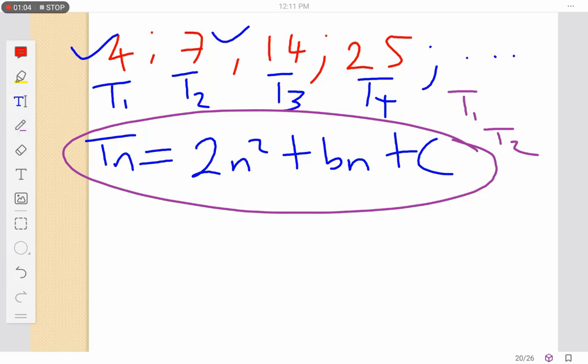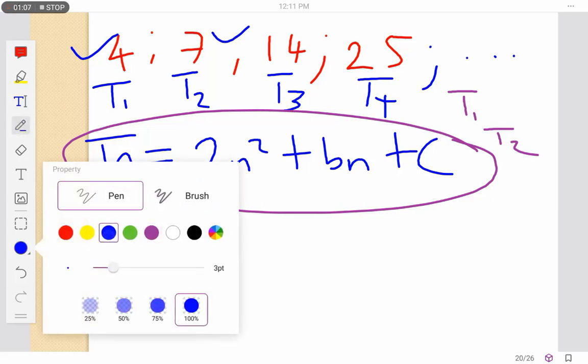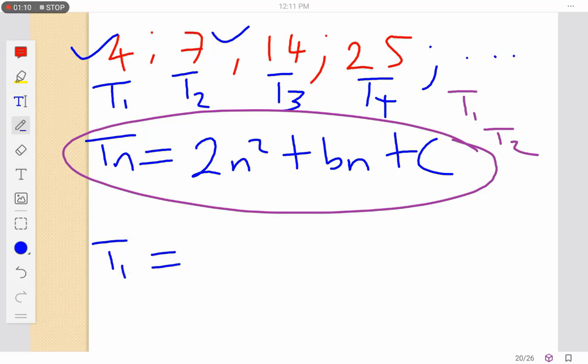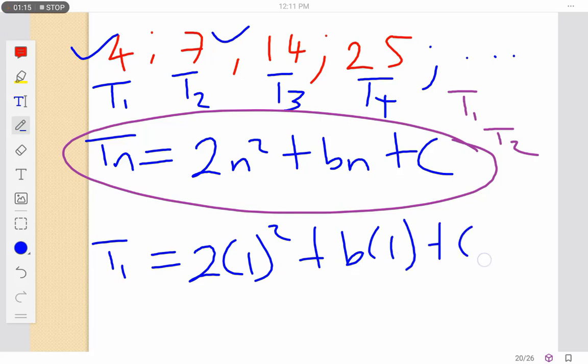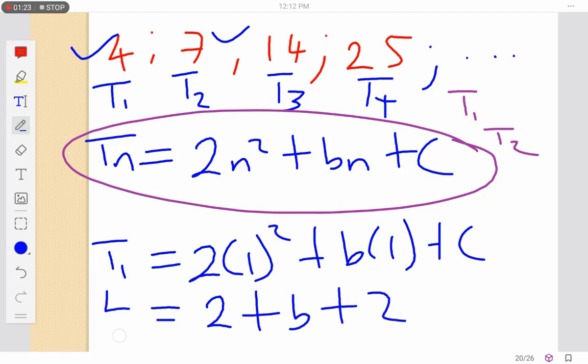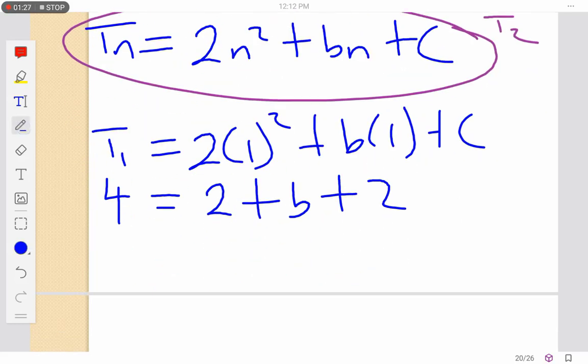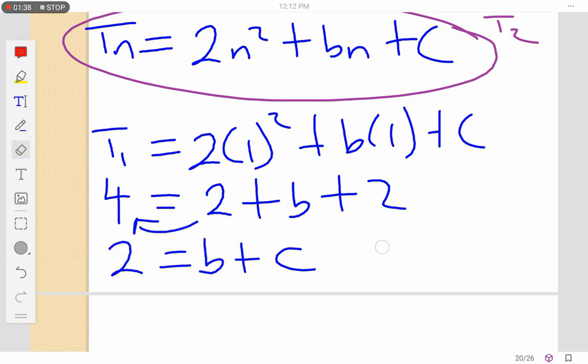Substituting these two, for T1 I will get 2 by 1 squared plus b by 1 plus c. So I'll have 2 plus b plus c. My T1 is 4, so I can simplify and get 4 minus 2, 2 is equal to b plus c. I wrote 2 there instead of c. So this becomes equation number 1.